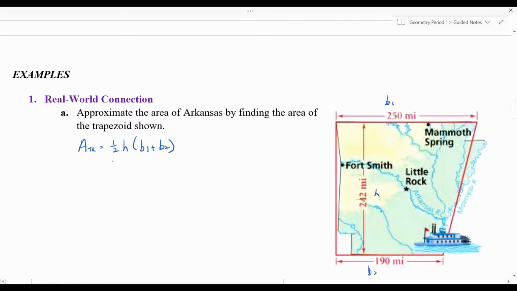So we just plug those numbers in and we have 1/2 times my height, which is actually 242, looking at it sideways from my angle right now, times 250 plus 190. Then we clean this up a little bit. Going through the parentheses, I get 440. And 1/2 of 242, I can say that's 121. Then 121 times 440 comes out to be 53,240.